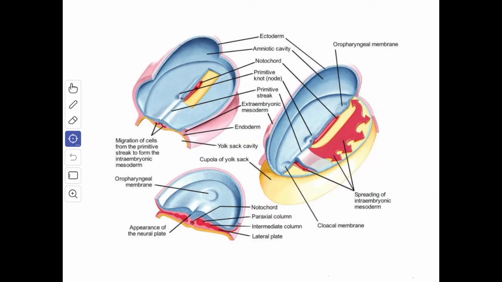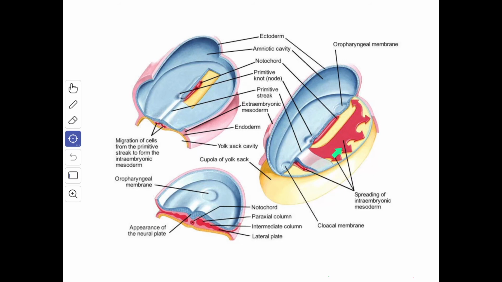Meanwhile, the cells from the sides of the primitive streak actively proliferate and migrate laterally and forward between the ectodermal and the endodermal layer of the germ disc, and the newly developed intermediate layer thus formed is known as the intraembryonic or secondary mesoderm. At the periphery of the embryonic area, the secondary mesoderm is continuous with the primary mesoderm, which covers the amniotic cavity and the yolk sac.